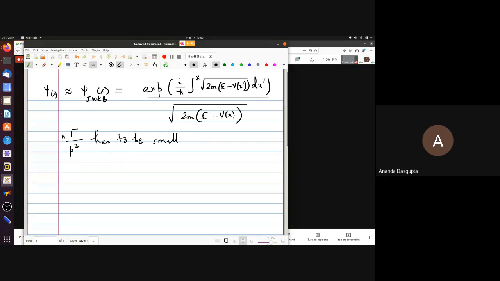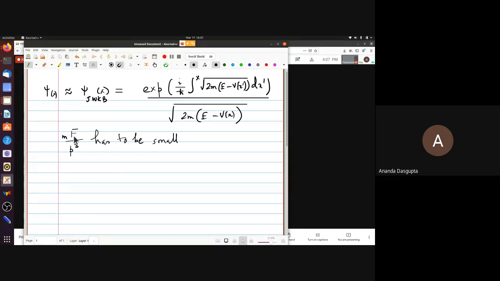m times F by p cube has to be small. This is the condition. And this essentially is a condition which is derived by using the fact that after all we had a power series in h cross and we stopped at the first power. So we are actually saying that the second order term, the one we ignored, is very much smaller compared to the first order term, the one we kept. And if you do that, you end up with this result where you can see the potential has to be slowly varying because the derivative of the potential with position is of course the force F here.